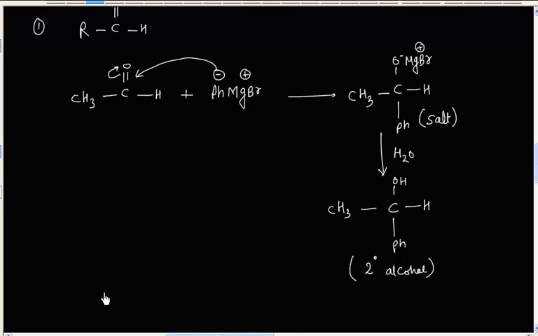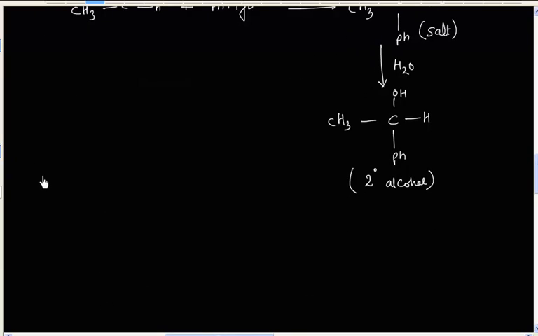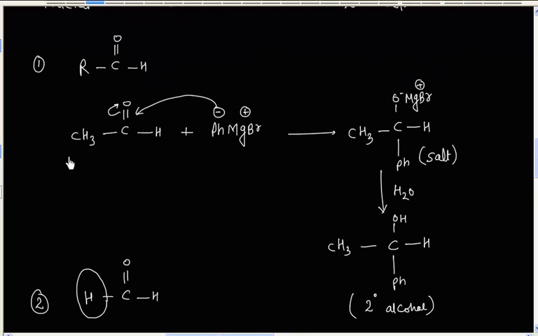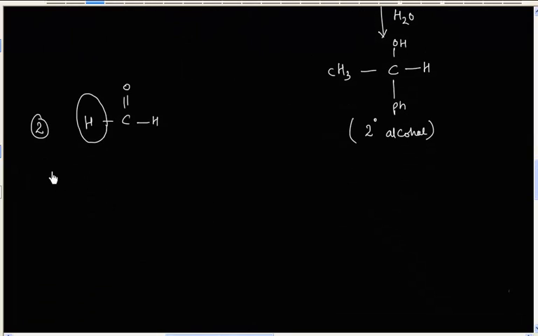Now we can have another possibility, that we have formaldehyde. Formaldehyde is a different aldehyde. It differs from other aldehydes because on this side we have hydrogen. In all other aldehydes we will have an R group, an alkyl group, on this side. So formaldehyde is slightly different from other aldehydes.